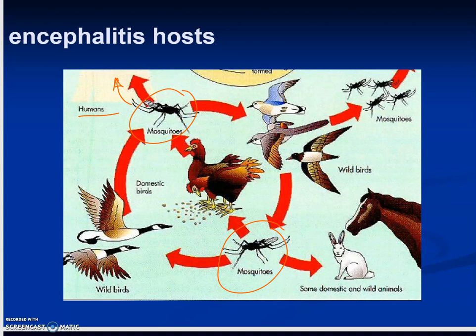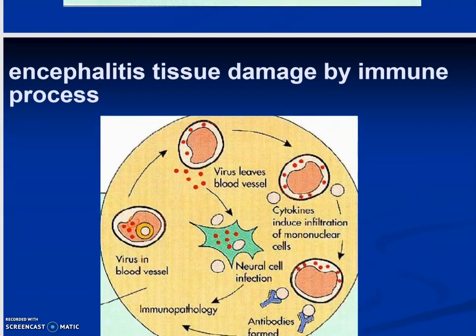Here is an image showing you the encephalitis hosts. Of course, pay attention to the mosquitoes here and here. They suck blood from various animals, and then the accidental host, the humans, they could then transmit the virus to a human, and then cause problems.